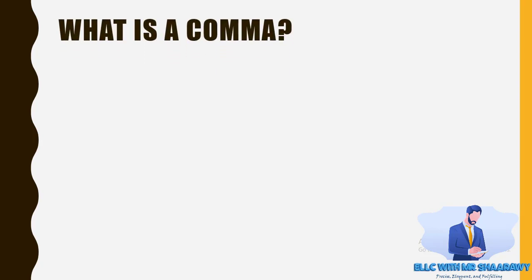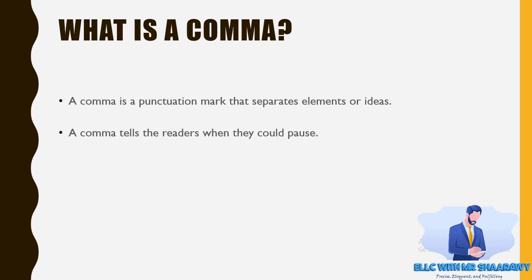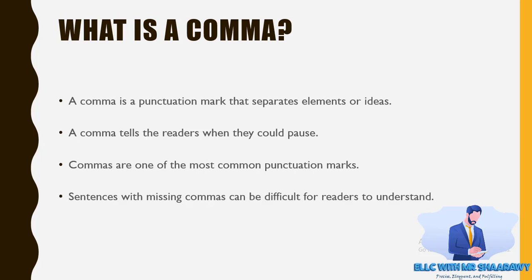So, what is a comma? A comma is a punctuation mark that separates elements or ideas. A comma tells the readers when they could pause. Commas are one of the most common punctuation marks. Sentences with missing commas can be difficult for readers to understand. Commas could make a huge difference in the meaning of the sentence, and this is what we will see now, that forgetting about the comma could make a problem, could make a misunderstanding.